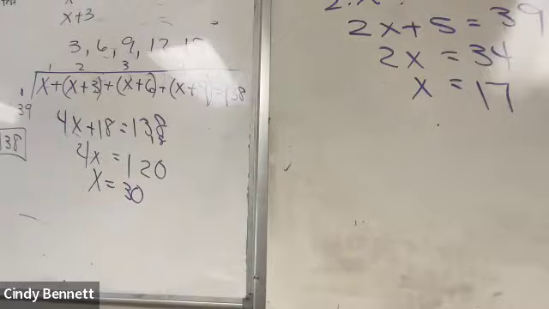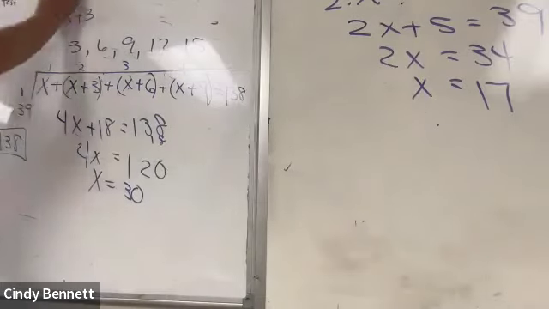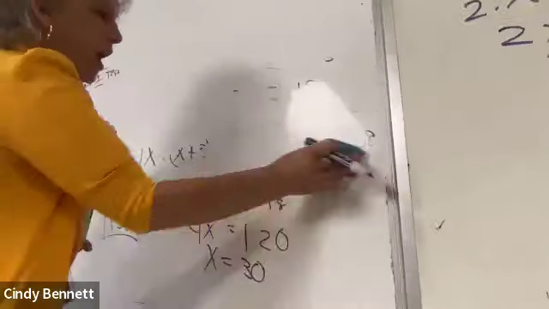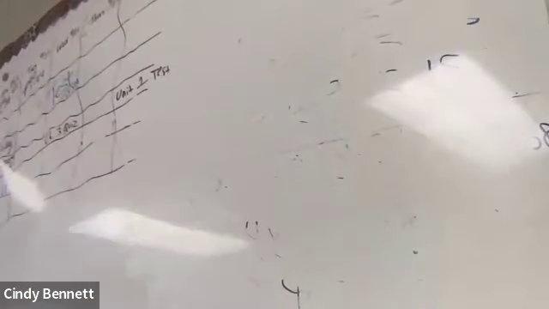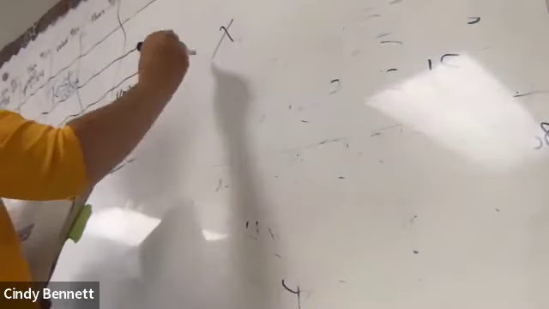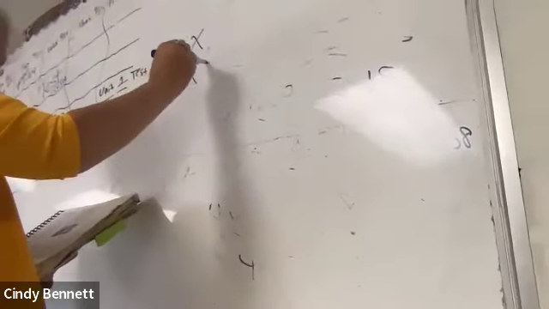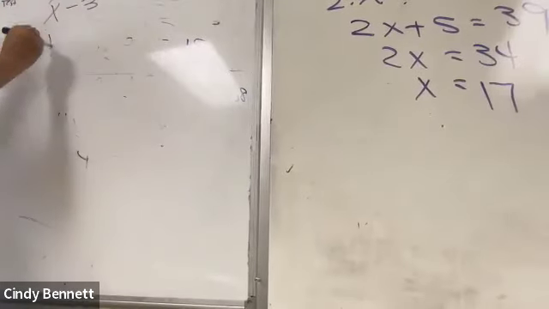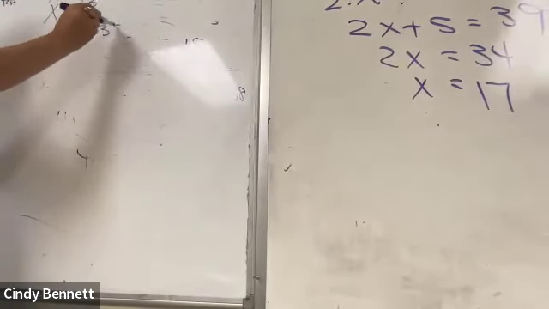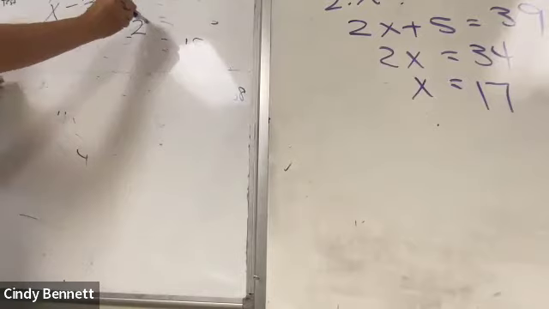Number 13, Jamie is 3 years younger than her brother Charlie. The sum of their ages is 27. How old is Jamie? So instead of adding 3, we subtract. So the first age is X. The second age is X minus 3. And their sum, if we add them together, is equal to 27.